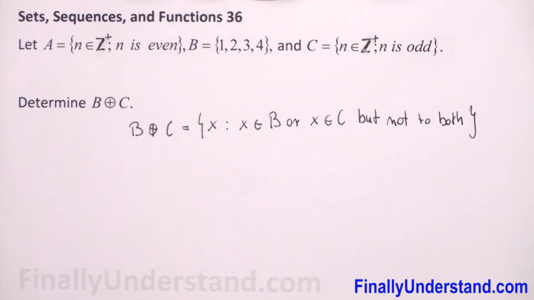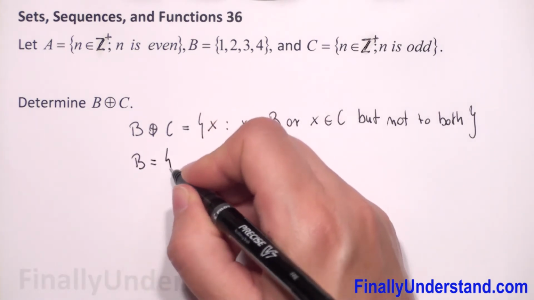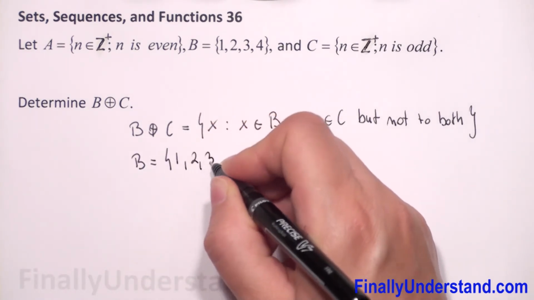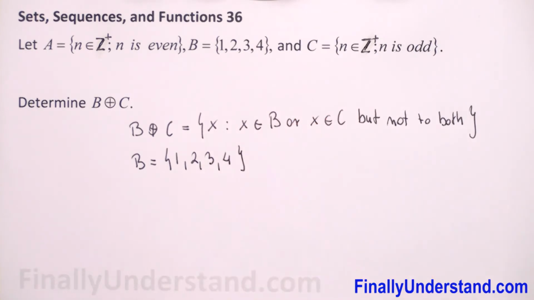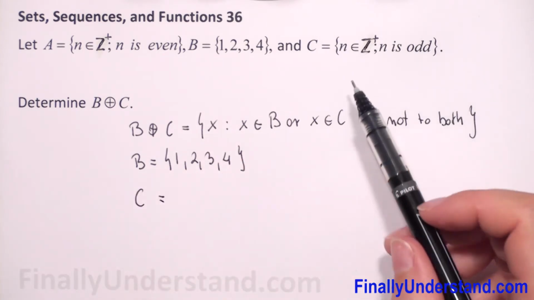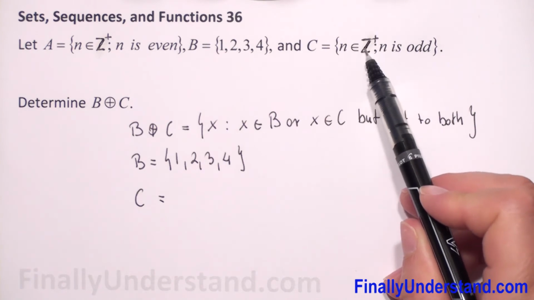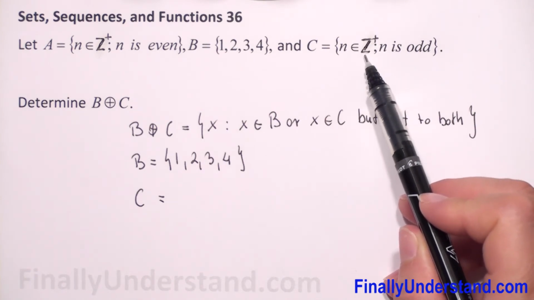So next, let me copy set B. We need to have set B, which has elements 1, 2, 3, 4. And we need set C. We see that set C is all positive integers. Z plus means positive integers.